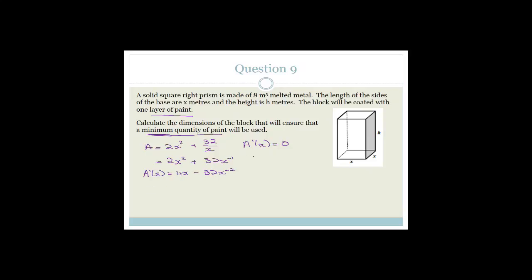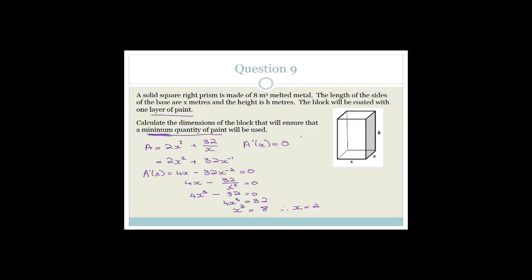Okay. And now what we're going to do is let that equal 0 and solve for x. Let me just rewrite that. It becomes 4x minus 32 over x squared equals 0. And I hate that this x squared is at the bottom, so I'm going to multiply the whole thing through by x squared. So I end up with 4x cubed minus 32 equals 0. And now I'm going to solve for x cubed. So we've got 4x cubed is equal to 32. Divide both sides by 4, and I get x cubed is equal to 8, and therefore x is equal to 2.